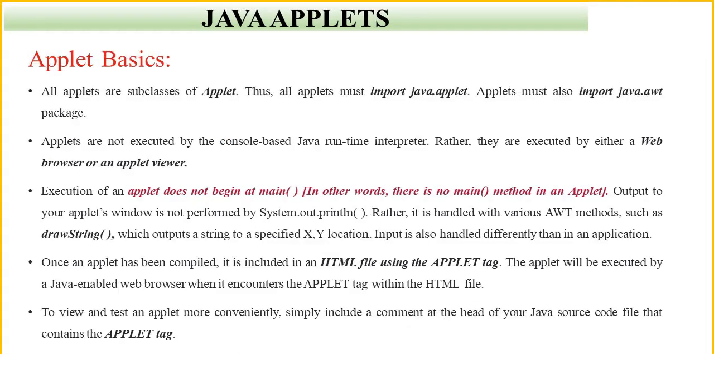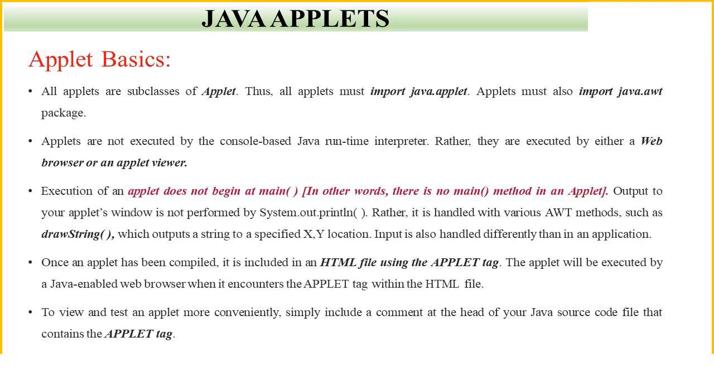Applet basics. All applets are subclasses of Applet. Thus, applets must import java.applet. Applets must also import the java.awt package. Applets are not executed by the console-based Java runtime interpreter. Rather, they are executed by either a web browser or an applet viewer. Execution of an applet does not begin at main. In other words, there is no main method in an applet.